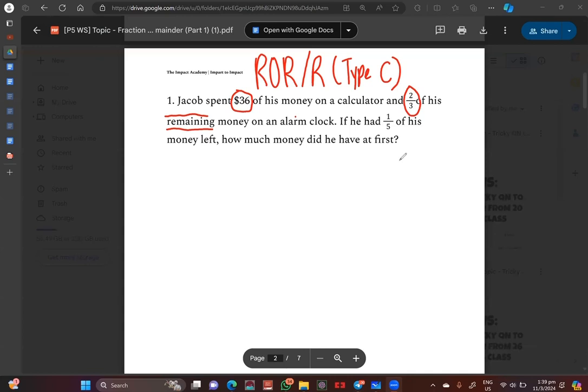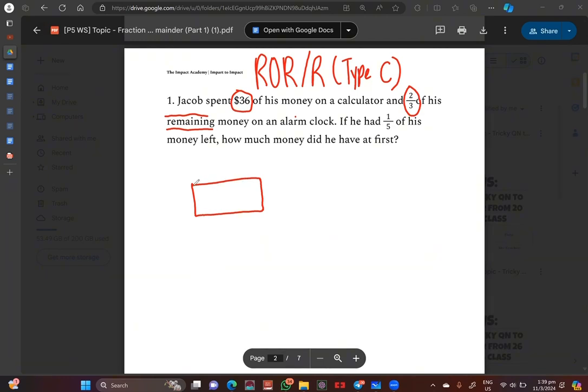Now, once I am done identifying the keywords, I want to start by drawing a model. For ROR, if you refer to your cheat code book, you realize that it is always to draw a model. All right, so this is type C. You must know this is type C. How do I know this is type C? Because it starts with a whole number.